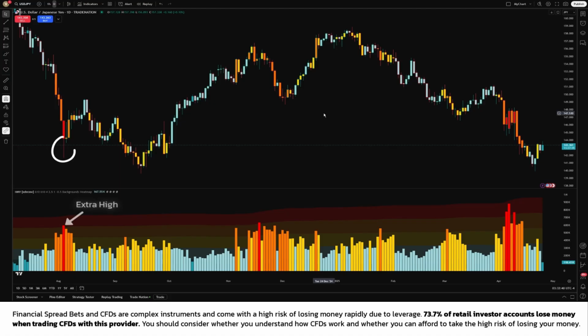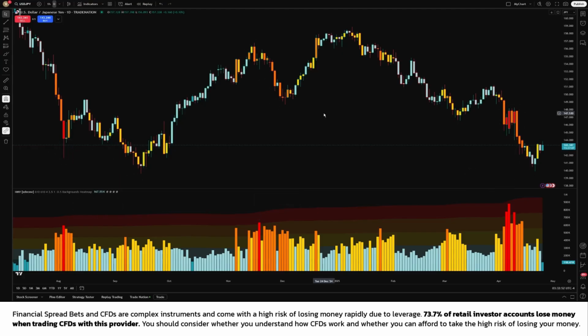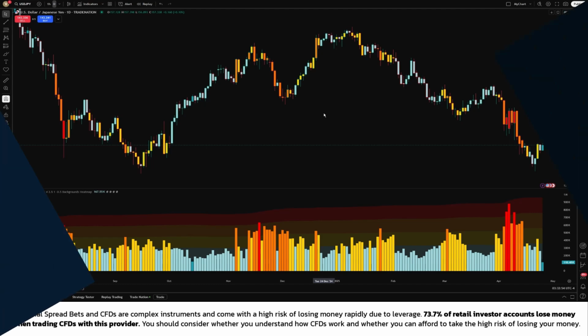For example, volumes categorized as extra high could signal potential institutional participation, powerful breakouts, or pivotal turning points, providing a trader with actionable intelligence to adjust their strategy accordingly.